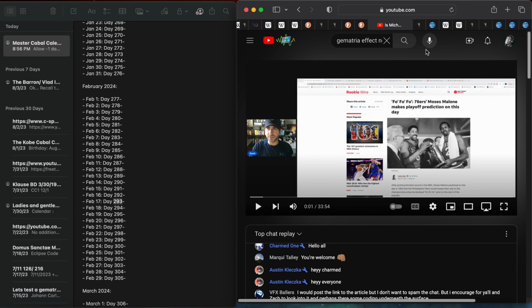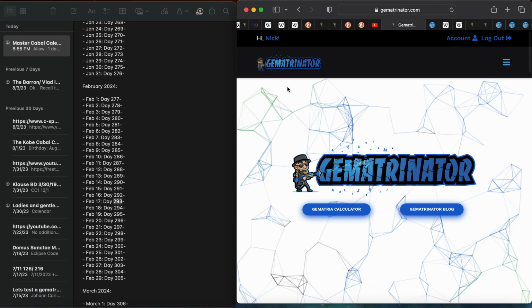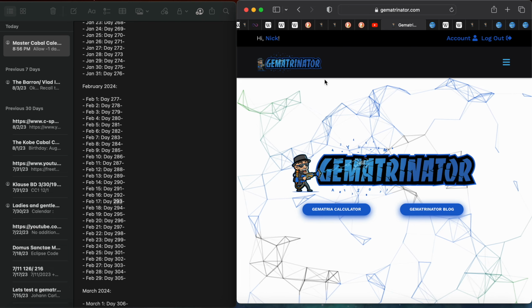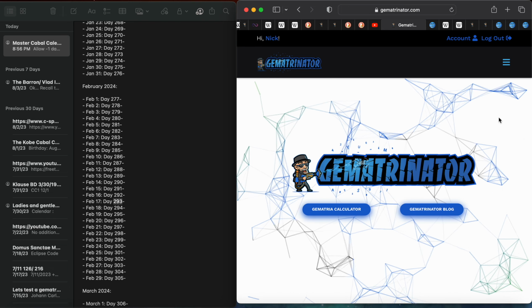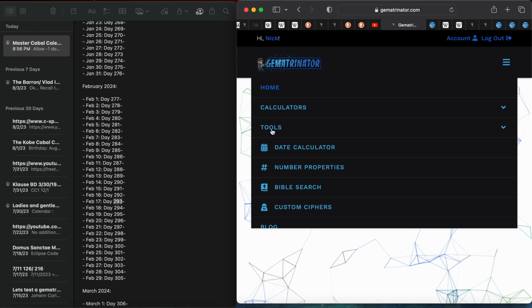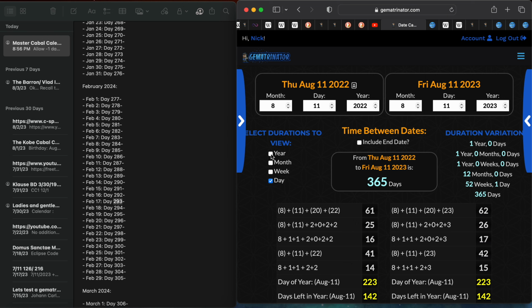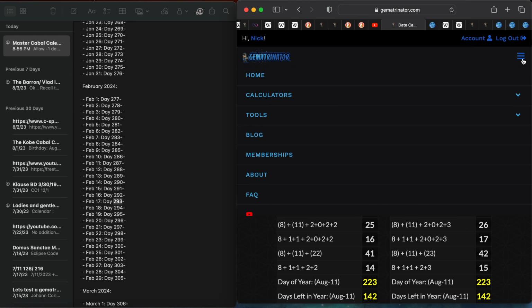Before I get any further, we're going to be using a couple of tools. We're going to be using the Gematriator. I'll put a link to that in the description as well. Fantastic tool. Absolutely, if you're in the decode community, this is the way to go. You have a date calculator. You can separate it year, month, week, day. Amazingness.